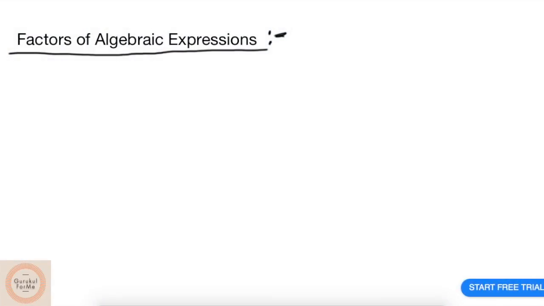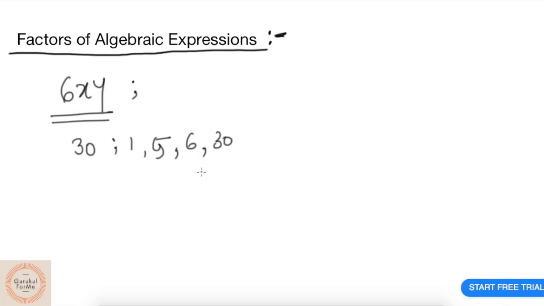Now what is an expression? We saw in the earlier chapter, for example, 6xy would be an expression. What could be the possible factors here? Now if we compare with 30, 30 had 1, 5, 6 and 30. Here it will be 6. Why? Because if you divide 6xy by 6, you still get a number which is xy.